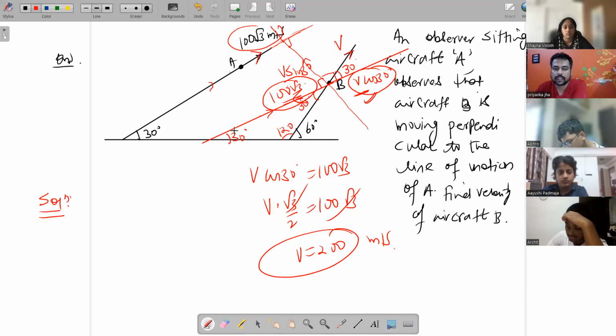And then we know that this angle is 30 and this angle is 60. So this angle would be 120, this 30, this 120. So in this triangle, this will be 30. So this is the opposite vertical angle, this will be 30. Now I just broke this velocity into two components along this line and along this perpendicular line.